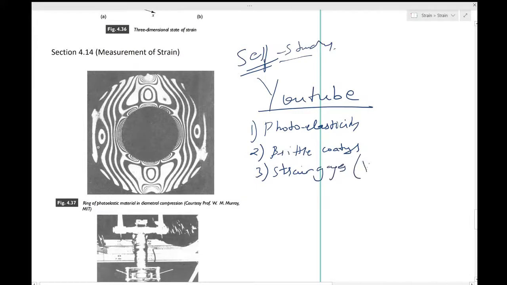Okay, you have to learn about a Wheatstone bridge. You may have learned it in electrical engineering at some point. Strain gauges work on the principle of the Wheatstone bridge. So this section is about measurement of strain. Experimentally, if you are given a solid which is deforming, how do you measure strain? And the last thing, which is not in your book, is something called digital image correlation.